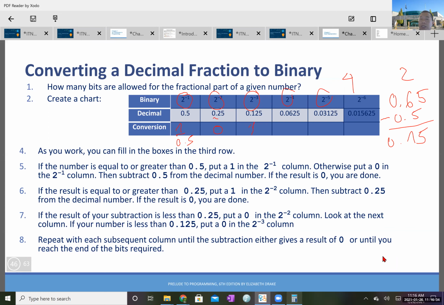You put the number 1 here, and you have to minus it over 0.125 here. Okay, so we have 0.025 left. And when I move to this one, 0.025 is less than this one, so you put 0 here. Okay, and now if they are requiring you to use 4 digits in the fractional part, you can stop it here.